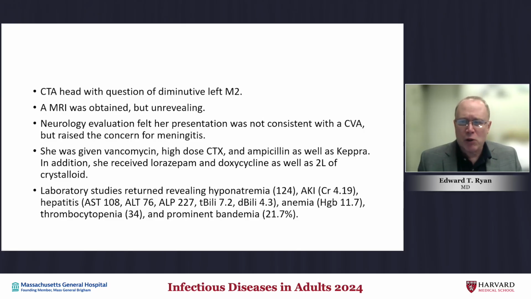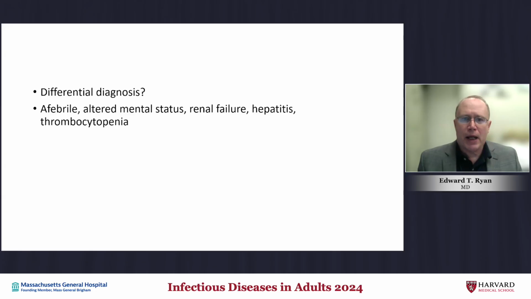And then her labs started coming back, and she was very hyponatremic, 124. She was in acute renal failure with a creatinine of about 4. She had a transaminitis, bilirubin of 4.7. She was anemic, thrombocytopenic with a platelet count of 34. And a bandemia. So they took a step back, and remember, this is neurology seeing her. They said, well, she has altered mental status, renal failure, hepatitis, and thrombocytopenia.